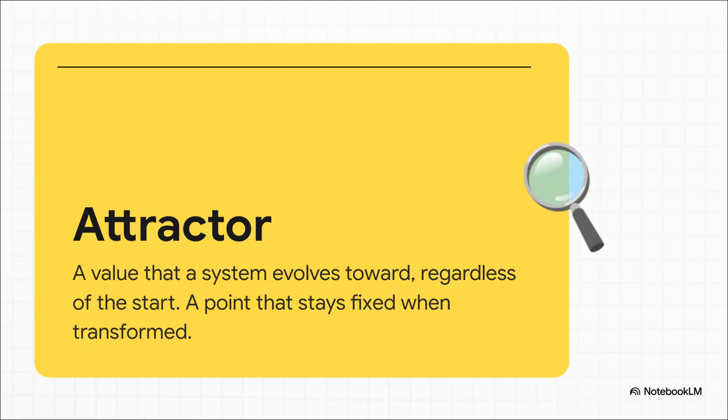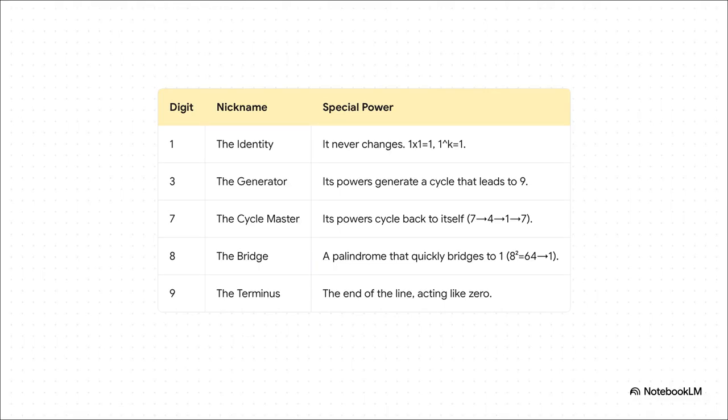So in this little digital world we've created, there are 5 specific numbers that act as these super powerful attractors. The source material calls them, kind of poetically, the 5 sisters. You can think of them like the gravitational centers of this whole numerical universe. And what's so cool is that each of these 5 digits has its own unique personality, its own special power that makes it a stable endpoint. You've got the number 1, the identity. It's simple. It just never changes. Then there's 7, the cycle master, which creates these beautiful, elegant loops that always lead back to itself. And then you have 9, the terminus, which basically acts like a numerical black hole. It's the end of the line, absorbing everything.